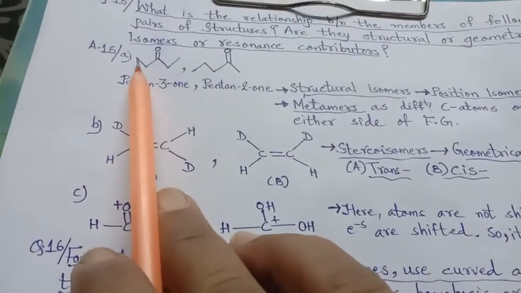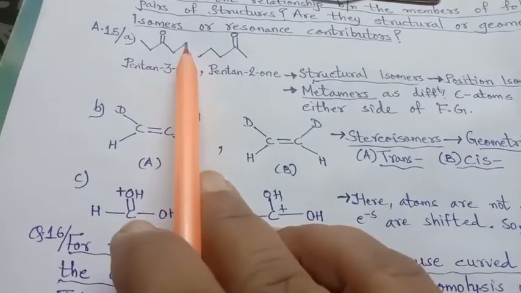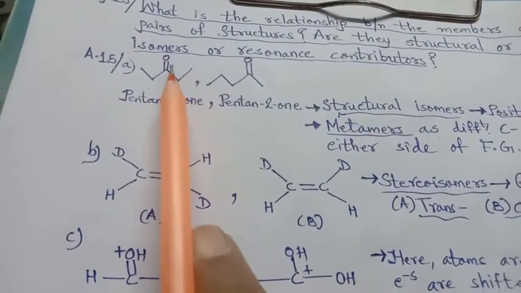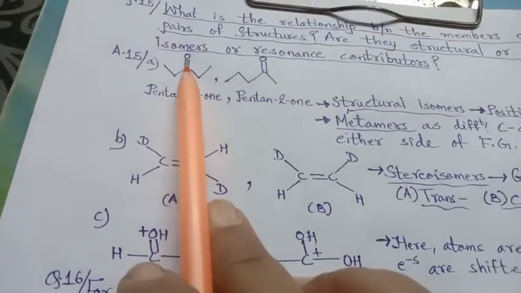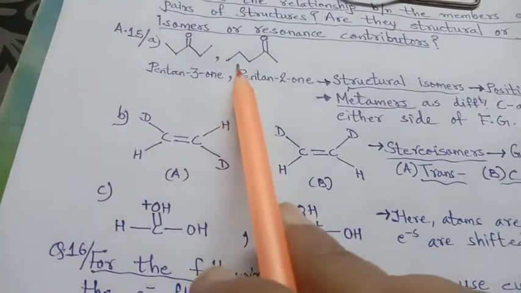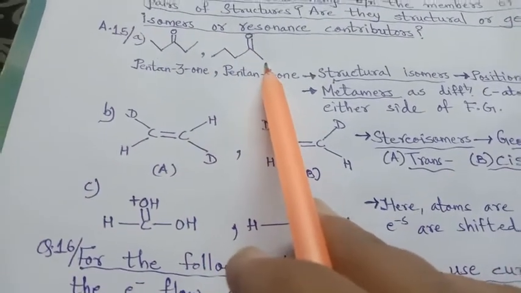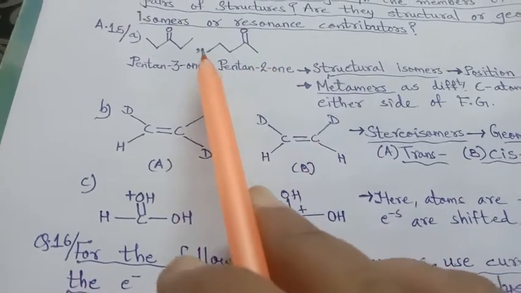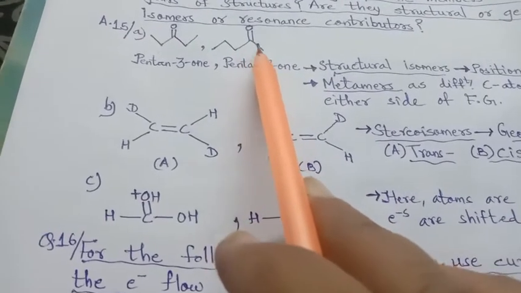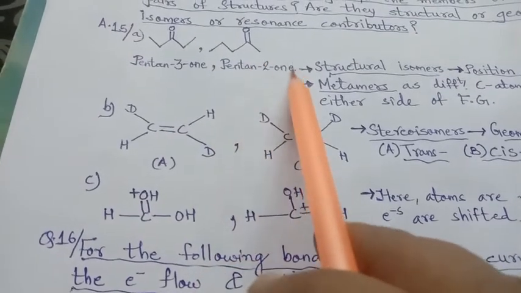Here you see the structure is given: 1, 2, 3, 4, 5. That is the pentane series, and if I count from here 1, 2, 3, or from the other side 1, 2, 3, that means on the third carbon a C double bond O ketone group is present. So it is pentan-3-one. Now here, this is also 1, 2, 3, 4, 5, so this is also pentane. But here you see 1, 2, 3, the fourth carbon, and from this side it is 1 and 2. So we will go from the lowest, the second. So it is pentan-2-one.